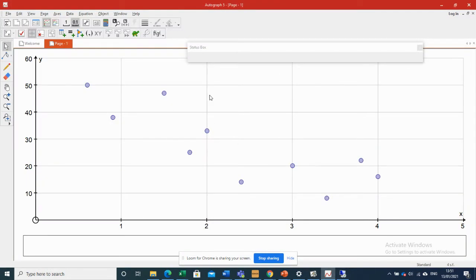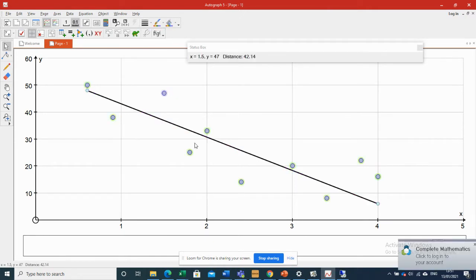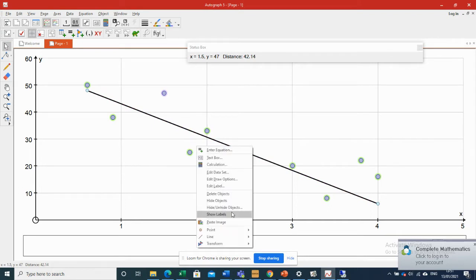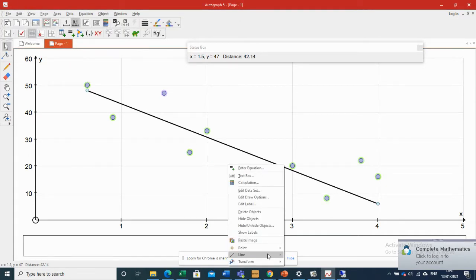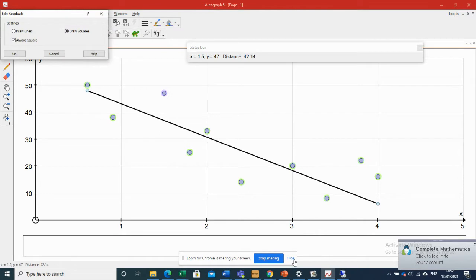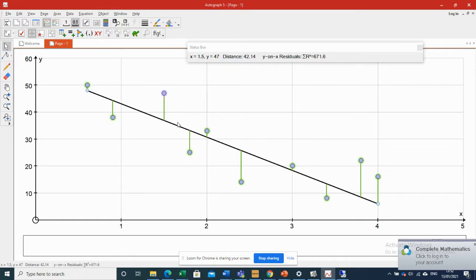So here I've plotted these data points onto this software here, and generally at GCSE you would do a line of best fit that looks something like that. Okay, now this goes a little bit further. Now it looks at the distances between the points and the line of best fit. So let's have a look at the distances between them. Y on X residuals. So let's first of all have a look at the distances.